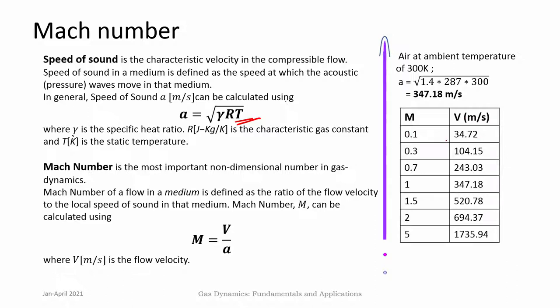So, for air at room temperature, say about 300 Kelvin, the speed of sound is 347 meters per second. You can see that a Mach number of 0.1 is about 34 meters per second, and a Mach number of 0.3, beyond which compressibility becomes important, is about 104 meters per second. So, beyond 100 meters per second can be considered compressible flow at an ambient temperature of 300 Kelvin. You should look at the Mach number: if it is greater than 0.3, compressibility is important; if it is less than 0.3, it is not so important.